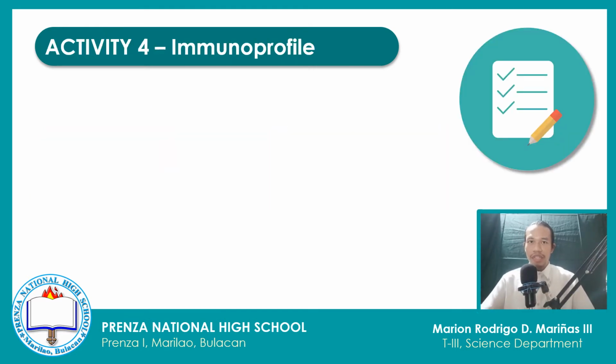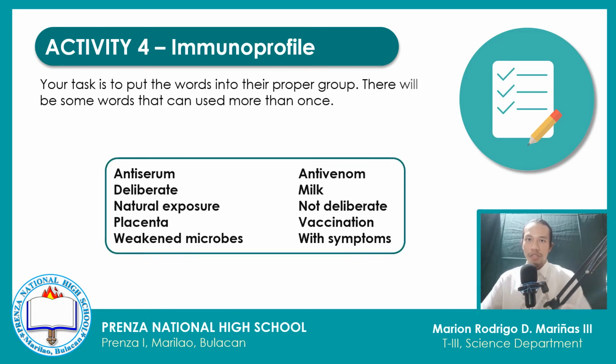This activity is called immunoprofile. Here is what you're going to do. Right now, you can see a list of words that are related to the different types of acquired immunity. Your task is to place those words into their proper groupings. There will be some words that can be used more than once. The words are antiserum, deliberate, natural exposure, placenta, weakened microbes, antivenom, milk, not deliberate, vaccination with symptoms.